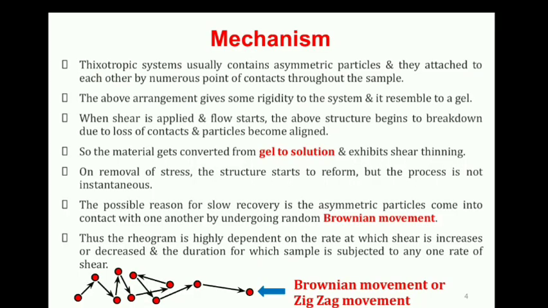Now the mechanism: what is the possible mechanism for thixotropy? A thixotropic system usually contains asymmetric particles, and they attach to each other by numerous points of contact throughout the sample. So in a thixotropic material, the particles are aggregated to each other, they adhere to each other, and this adherence, the points of contact, are multiple. It is denoted in this particular diagram.